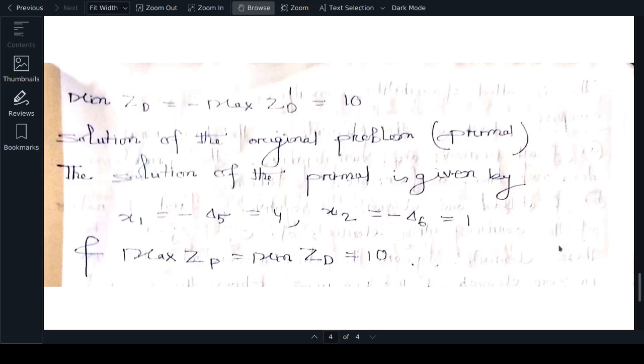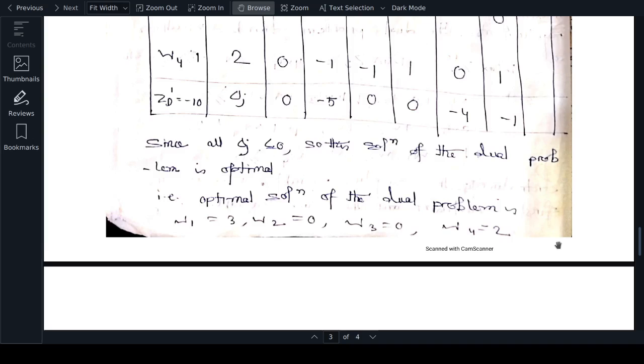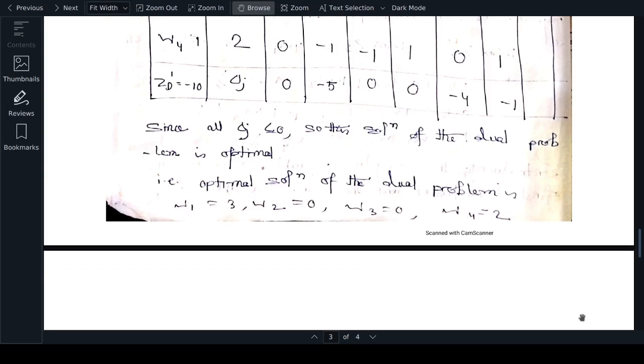So our surplus variable is W5. In the W5 column, our delta J is what? Minus 4. So the formula is x1 equal to minus delta 5. Delta 5 value is minus 4, so minus into minus, plus 4.